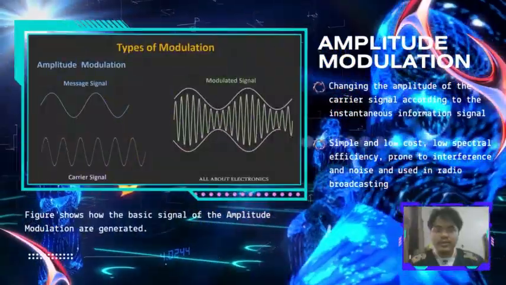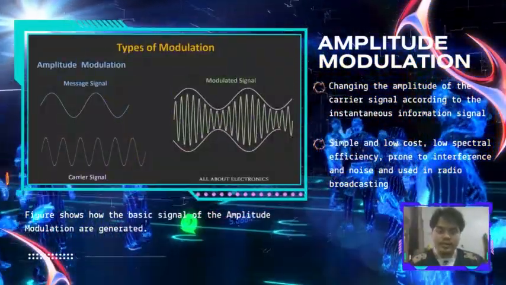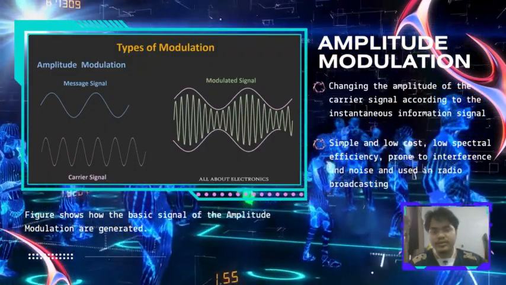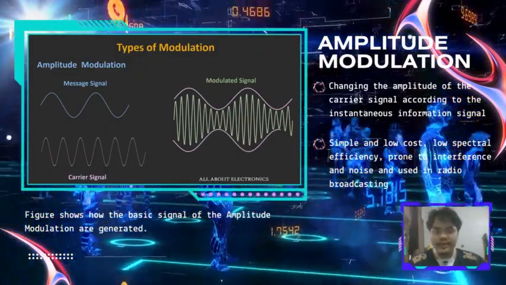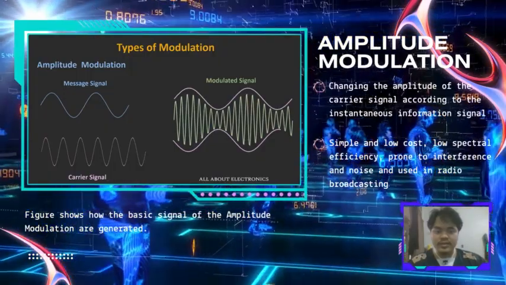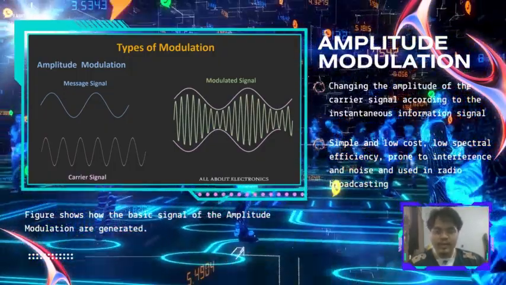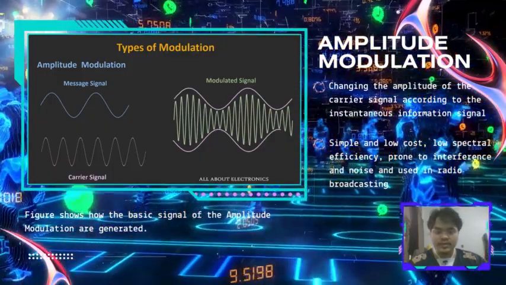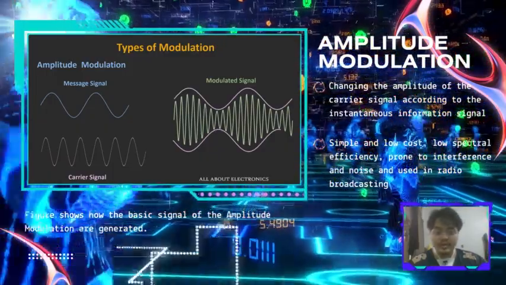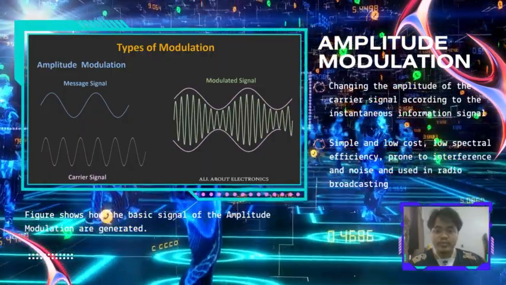Okay, we continue to the types of modulation. First of all is amplitude modulation, whose function is to change the amplitude of the carrier signal according to the instantaneous information signal. This type of modulation is very simple and low cost, but has low spectral efficiency and is prone to interference and noise. It is also used in radio broadcasting.